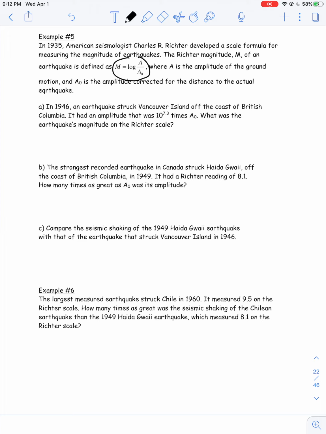So in 1946, an earthquake struck Vancouver Island off the coast of British Columbia. It had an amplitude that was 10 to the power of 7.3 times A0. What was the earthquake's magnitude on the Richter scale?